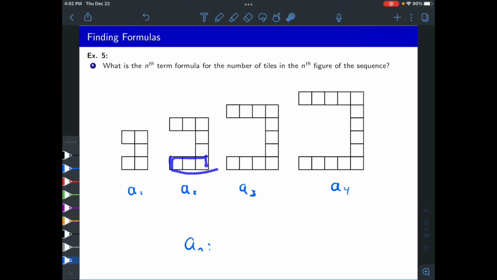A sub 2, we have 3 things on the bottom, 3 things on the top, and then 2 things in the middle. A sub 3, we have 4 on the top and bottom, and then 3 in the middle. A sub 4, we have 4 in the middle, and then 5 on the top and the bottom. So a sub n, we probably would have n tiles in the middle, and then n plus 1 tiles up here, and then n plus 1 tiles down here as well. Right, so a sub 3, this would be n is equal to 3.